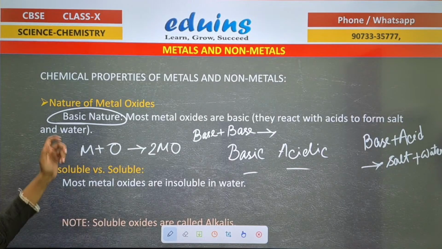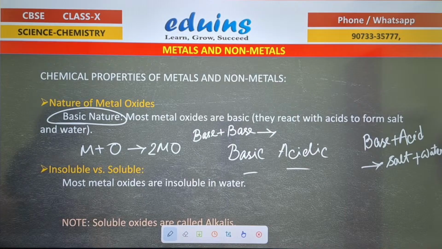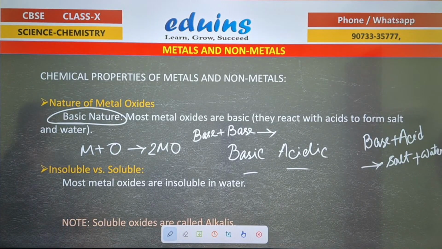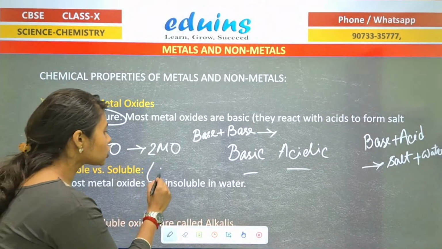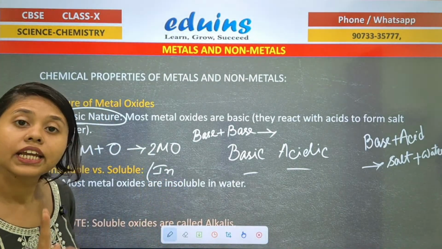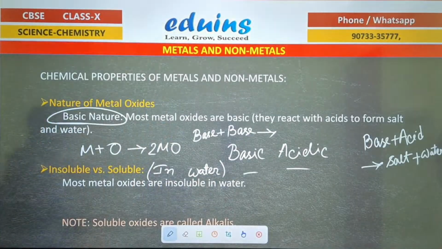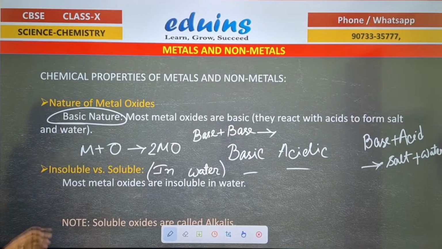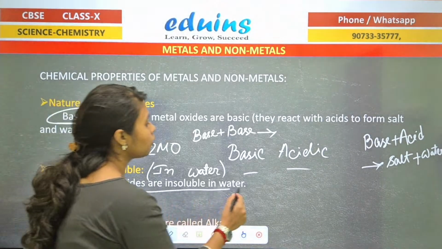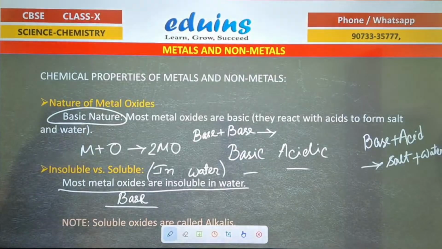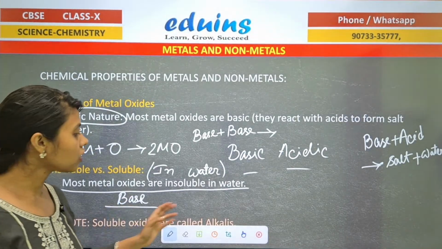After we get the metal oxide, we have to decide whether it is basic or alkali. What is the difference between base and alkali? We have to know it. It is insoluble versus soluble, in which solvent? In water. When the metal oxides are soluble in water, we call them alkalis. But most metal oxides are insoluble in water. They all are basic. They all are bases. Soluble oxides are called alkalis.